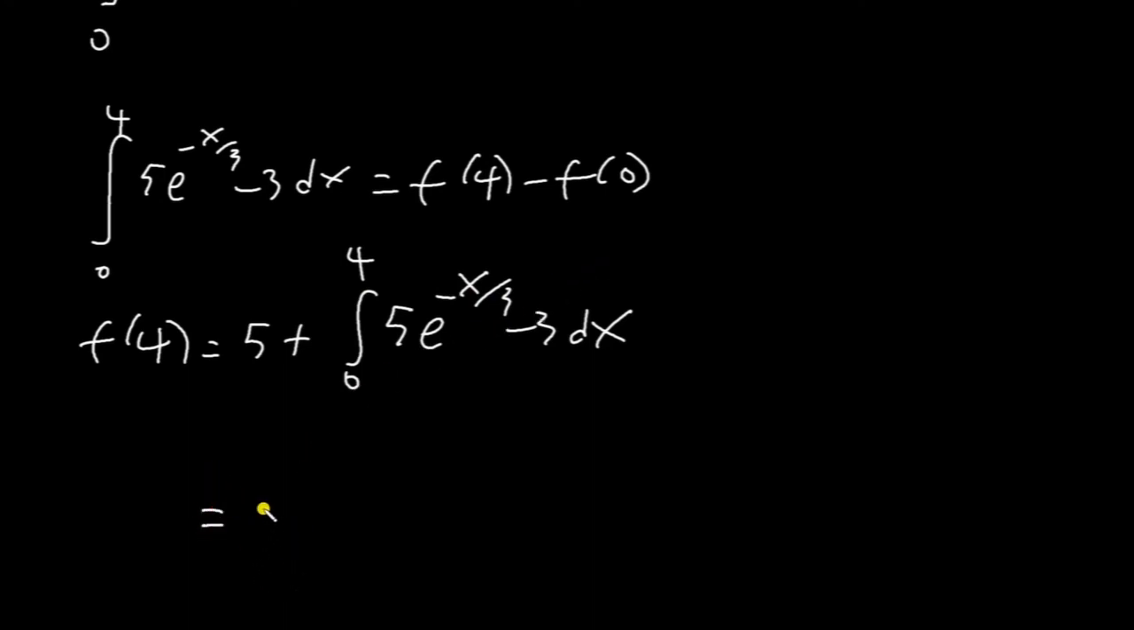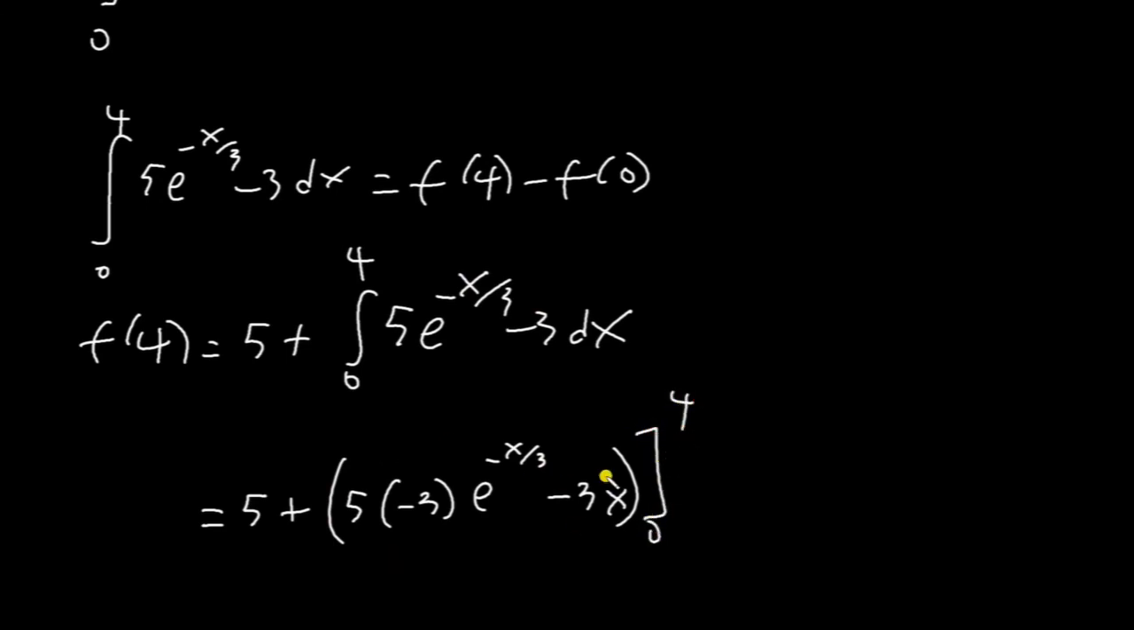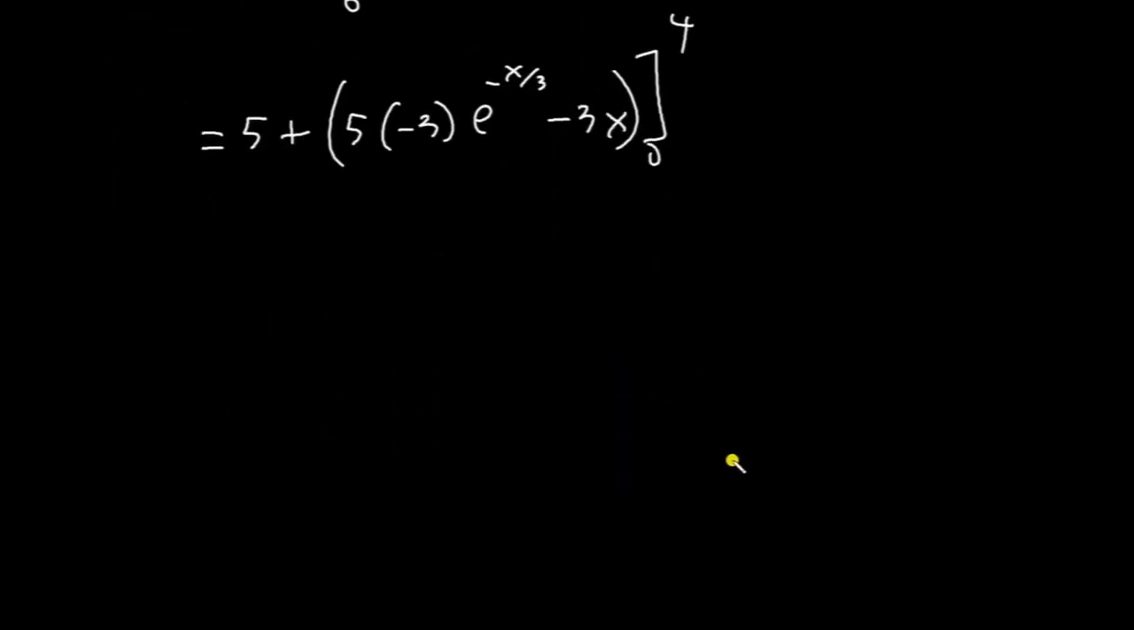This is equal to 5 plus, okay, so this is going to be 5 times negative 3 times e to the negative x over 3, minus 3x. So the integral of 5e to the negative x over 3 is this part, and then the integral of negative 3 is this part. The entire thing is going from 0 to 4, right? And this is equivalent to f of 4. So all we've got to do is plug in our numbers, and we're home free.